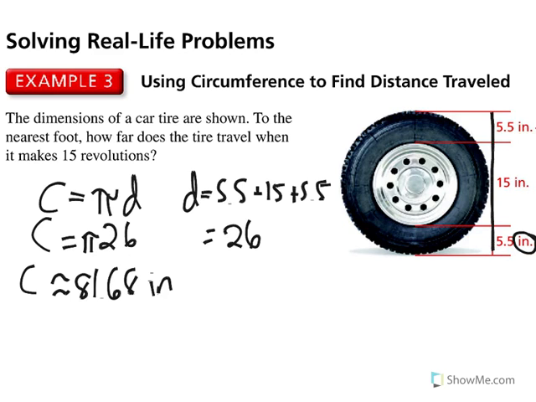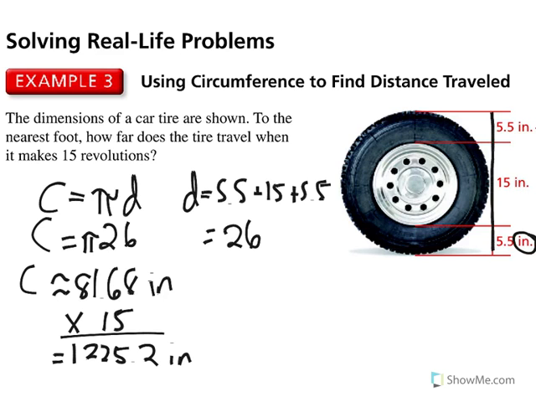So now we need to do that 15 times. Okay, so all I'm going to do here is I'm going to multiply this by 15. Okay, we know 1 time it does that, so if I do it 15 times, it's going to give me 1,225.2. And this is still in inches, okay?